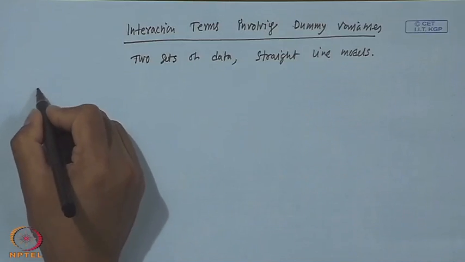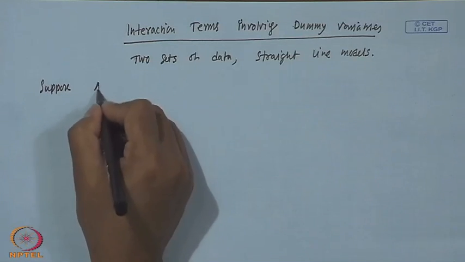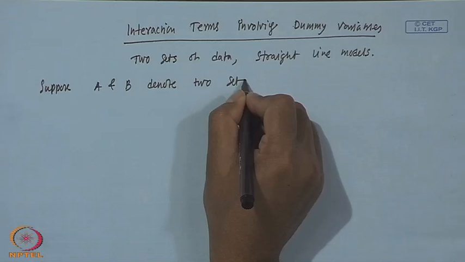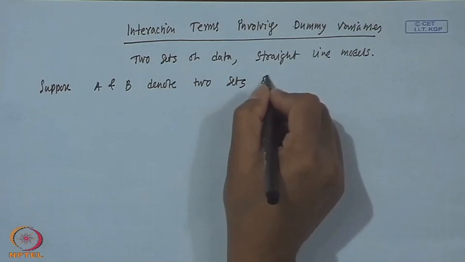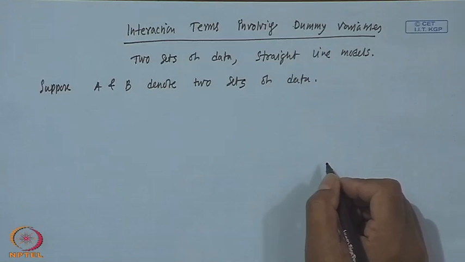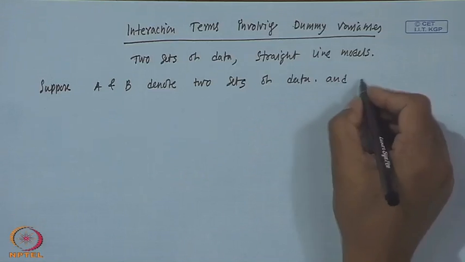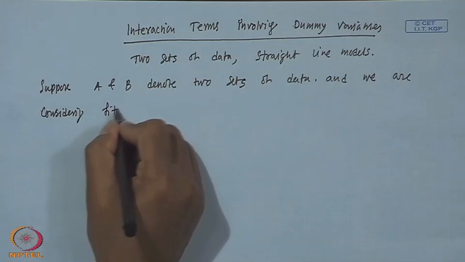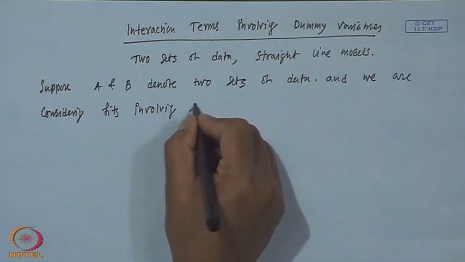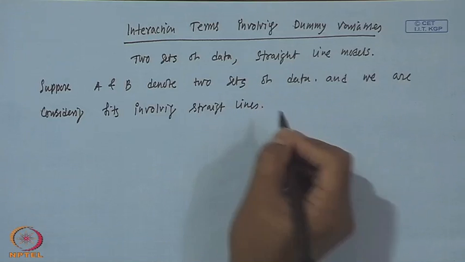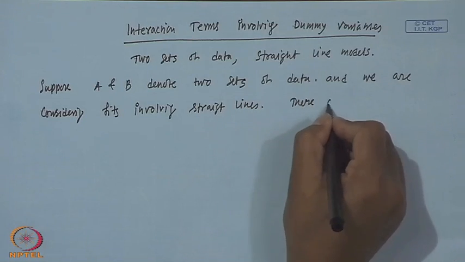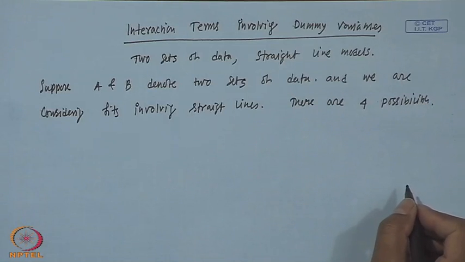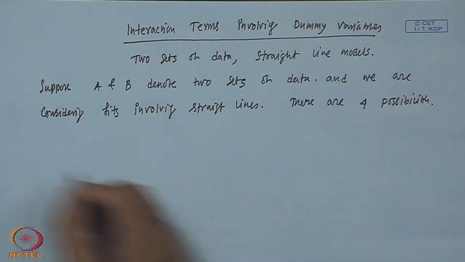Suppose A and B denote two sets of data, and we are considering fits involving straight lines. So there are four possibilities. Okay.